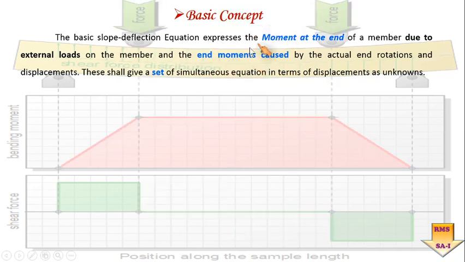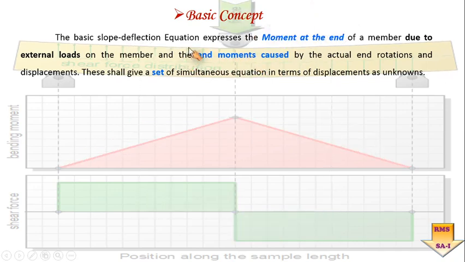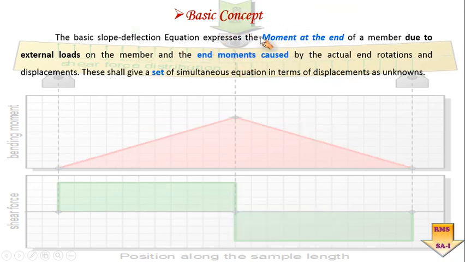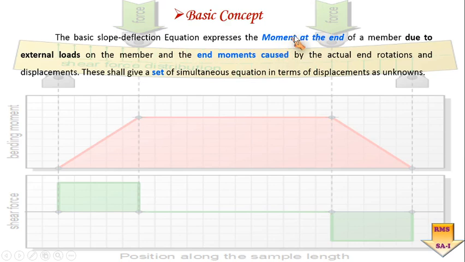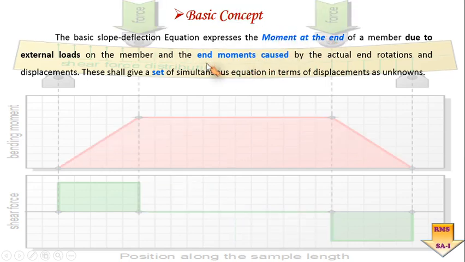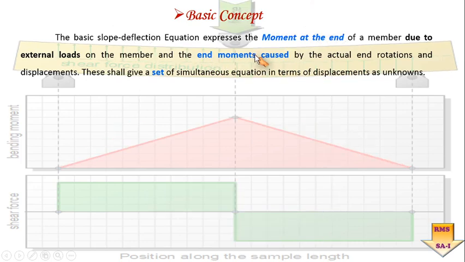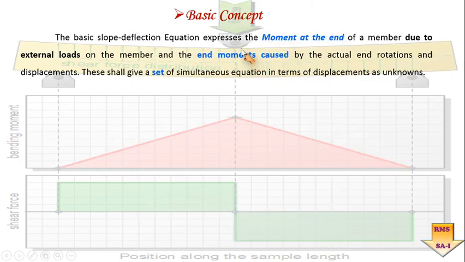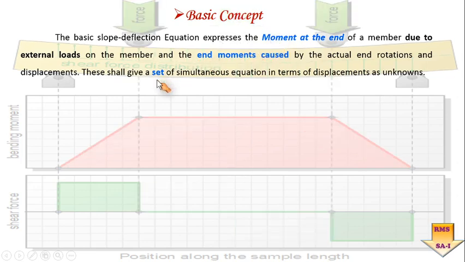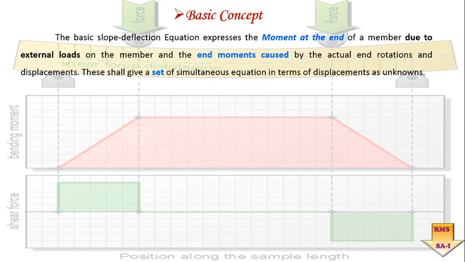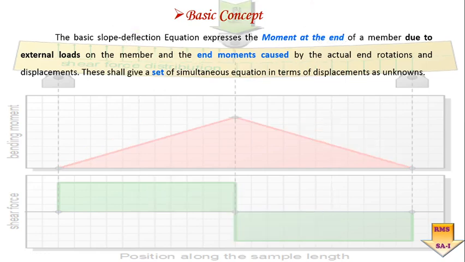Once we get these two, we are going to have an arithmetic operation on these two moments. One is the moment at the end due to the fixity, and the second is the end moment caused due to the displacement about that particular joint. After having mathematical treatment of these two moments, we will get a set of equations, and obviously they will be simultaneous equations in terms of the displacements.